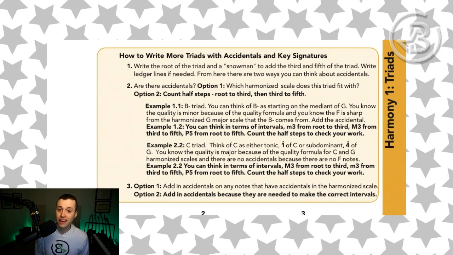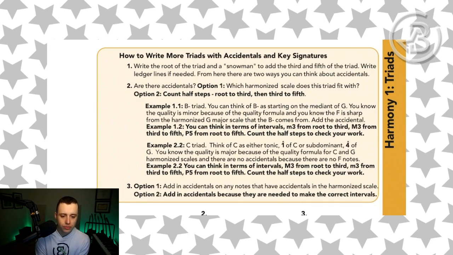And you also know that the F is sharp because you're harmonizing the G major scale, and there's an F sharp in the G major scale. Or, going back to our first way of thinking, you can just think in terms of intervals. There's a minor third from root to the third, a major third from third to fifth, and a perfect fifth from root to fifth. You count the half steps and check your work, add in an accidental if you need it.